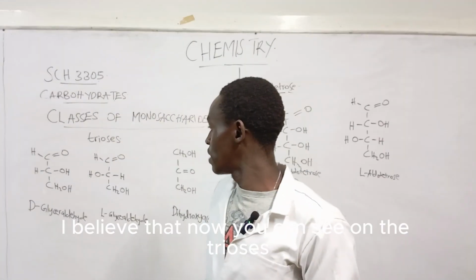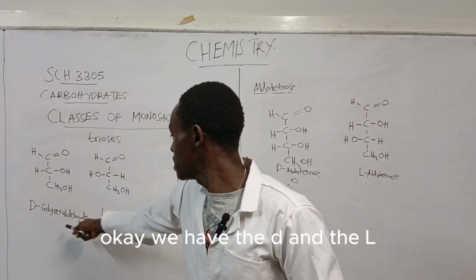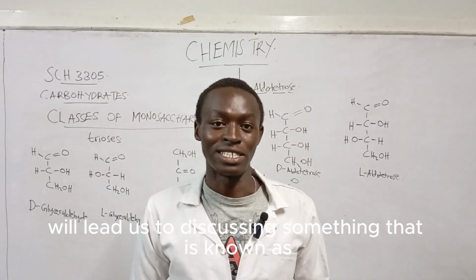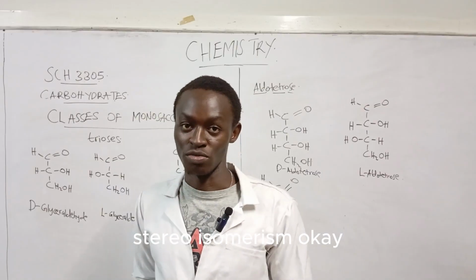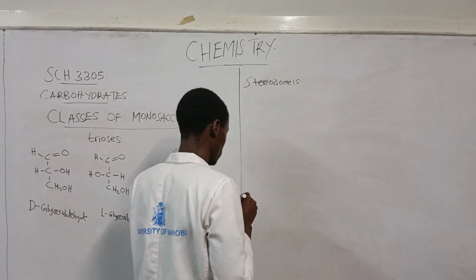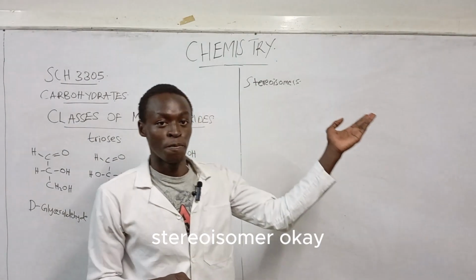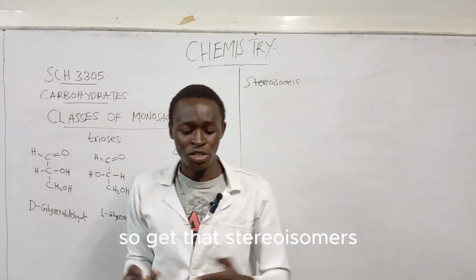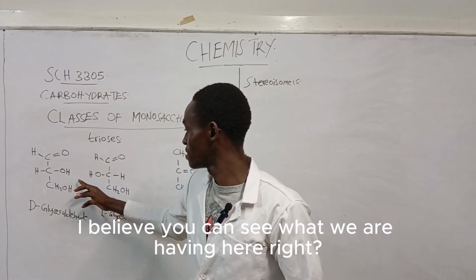I believe that you can now see that the trioses exist in 2 forms: we have the D and the L. Now this will lead us to discussing something known as stereoisomerism. We'll be talking about the isomer. I believe maybe you've come across the word stereoisomers, and you want to know what these are.